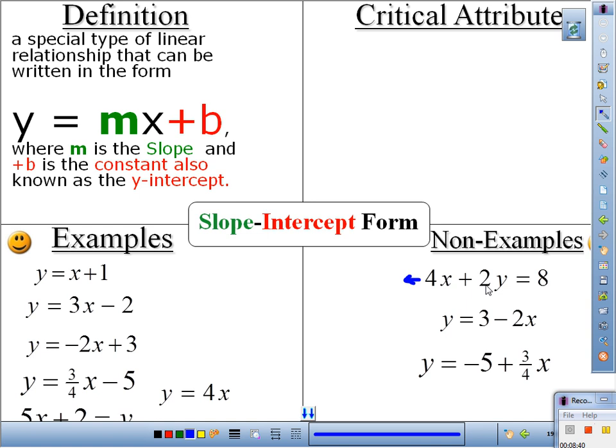Who's got the name? Let's see. Isaac. No. Close. What do we call it when we have the x and the y together on the same side? Ryan. Jason. Devin.